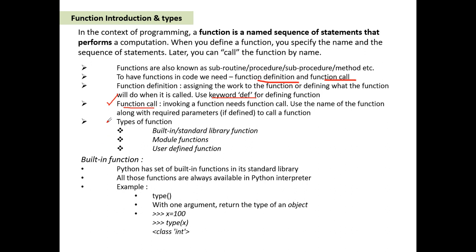Next, you have the types of functions. In Python, you will have three kinds of functions basically. The first one is always there. It's not about only Python; it is true for every programming language.